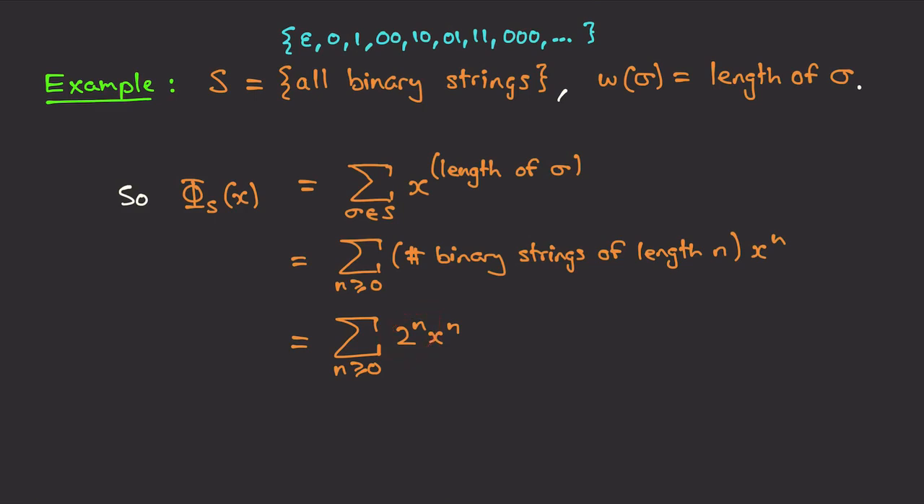Therefore, the sum is the same as the sum of 2 to the n x to the n over all n at least 0. This is a geometric series, so its sum is 1 over 1 minus 2x. So the generating series construction takes the nice combinatorial setup of binary strings and their lengths to an equally nice rational function, 1 over 1 minus 2x.